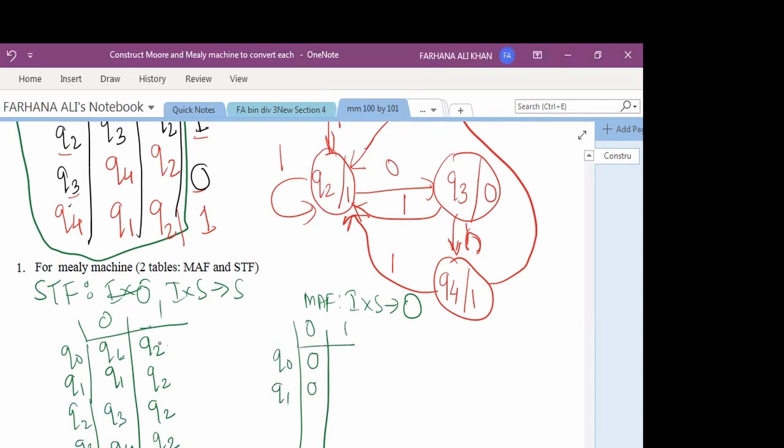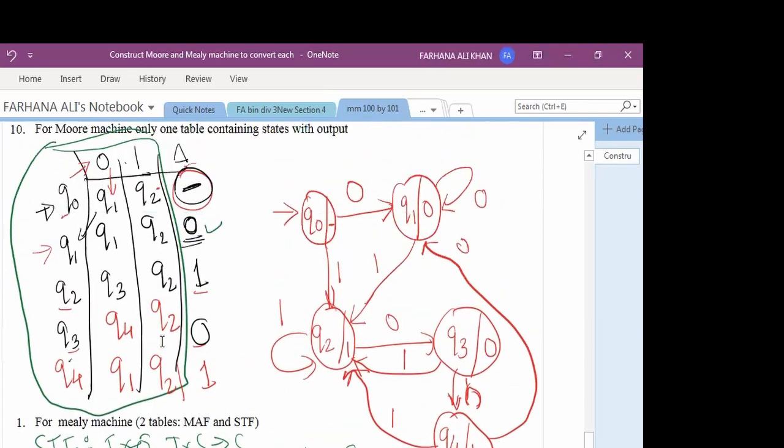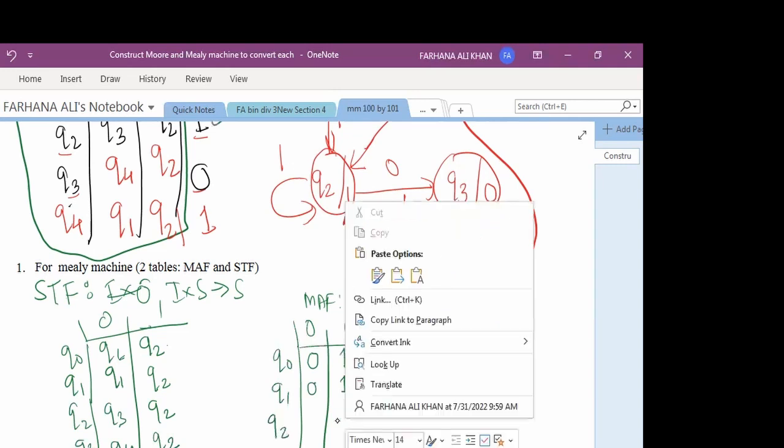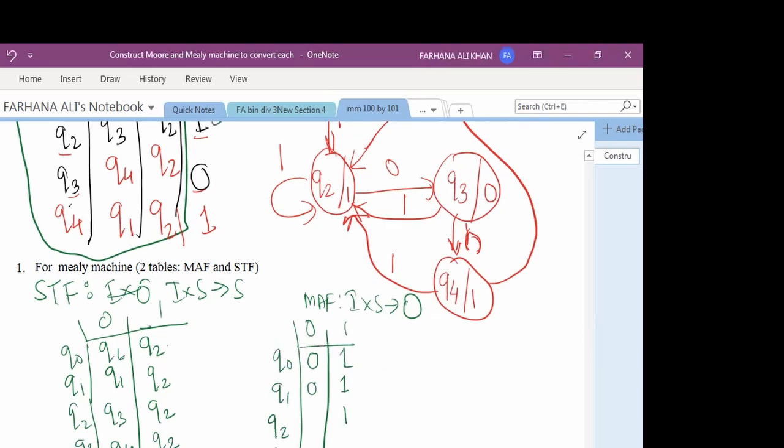Now we are having Q2. What is the output of Q2? Output of Q2 is written here, that is 1. So wherever we are having Q2, there we have to write 1. So in the Q2 row also we are having Q2, so we have to write 1. In the Q3 row also we are having Q2, so we write 1. In Q4 also we are having Q2, so we are going to write 1.